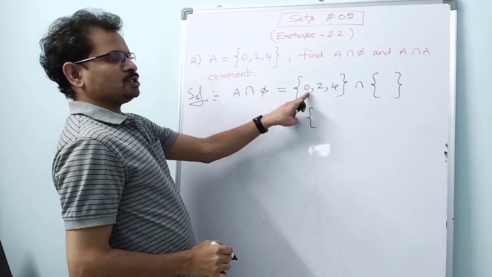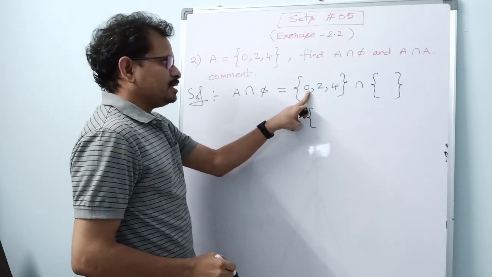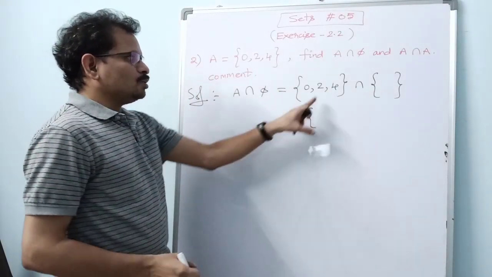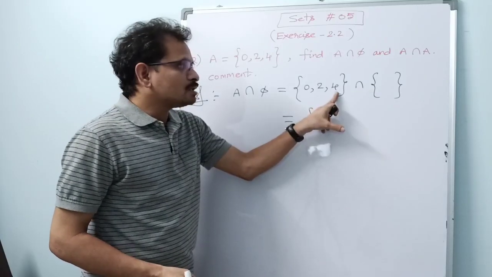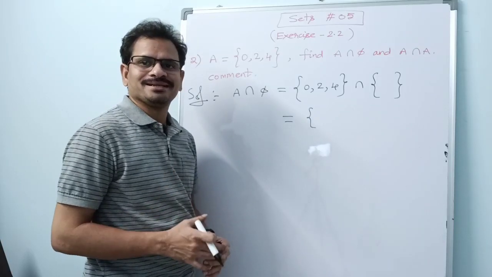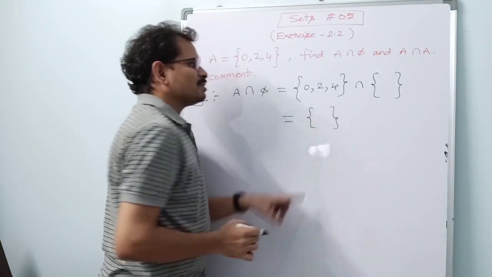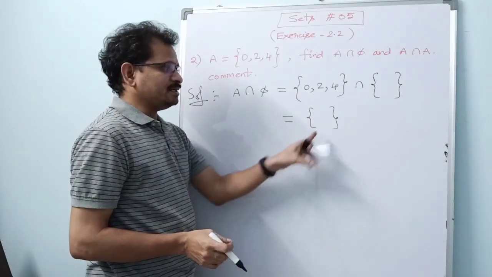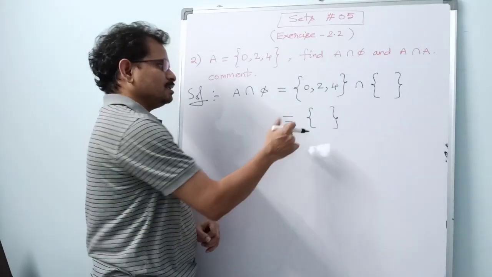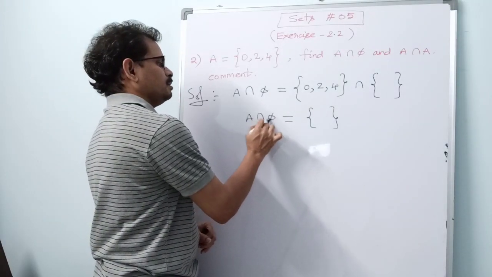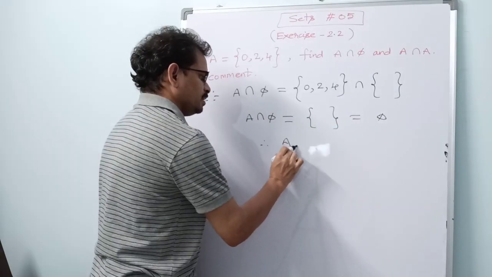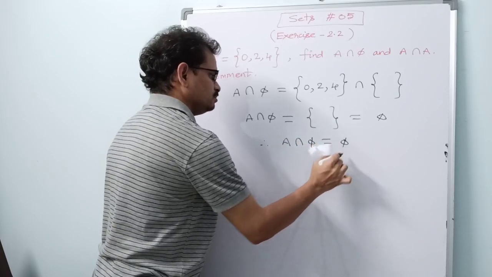Now let us first choose this element 0. 0 is there in this set. Is 0 there in that set? No. So 0 is not common. 2 is there in this set. Is 2 there in that set? No. 4? No. These three elements are not there. Is there any element? No. No element is there, so we are not capable of writing any element here. So what are we getting here? A intersection the null set is equal to the null set only.